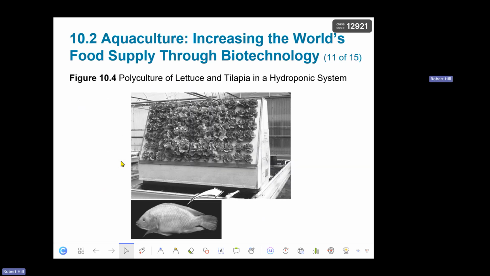So here you've got a polyculture system where tilapia and lettuce are actually grown together. The lettuce helps control the nutrient levels in the water for the fish, while the fish provides nutrients for the lettuce. They're helping each other. Obviously you've got a fish in a pond and it's just in there pooping. Eventually the water's going to become poisonous from the ammonia, but the lettuce just soaks that up.